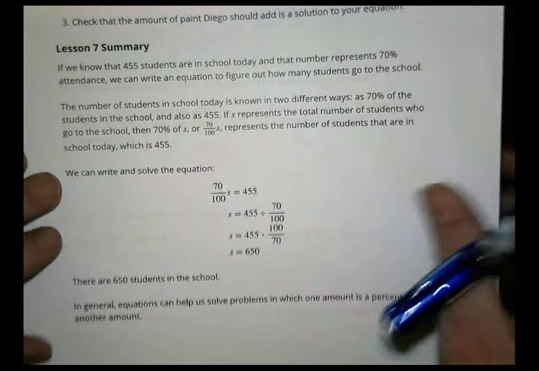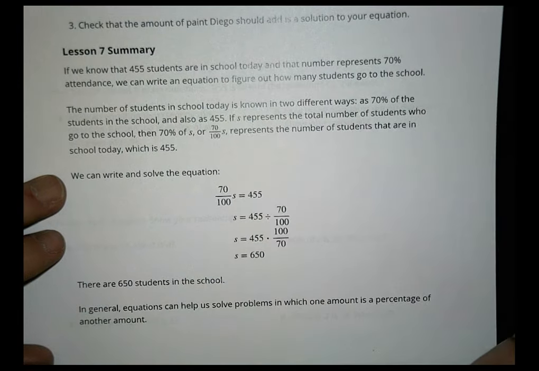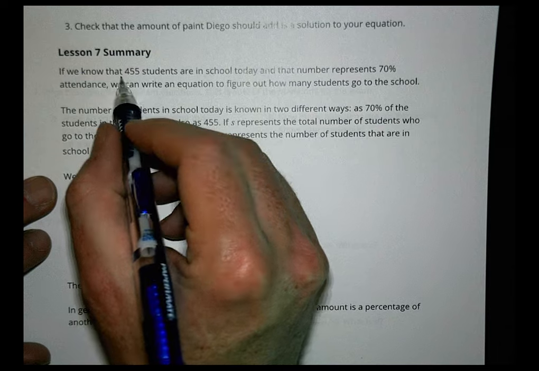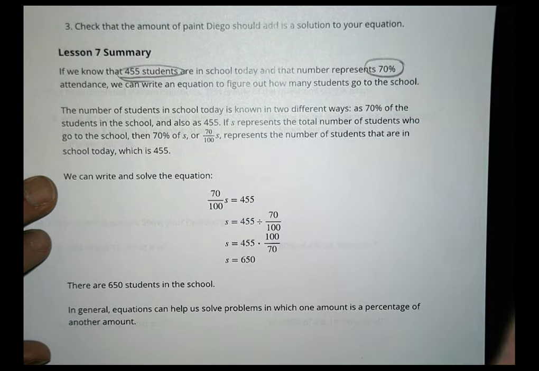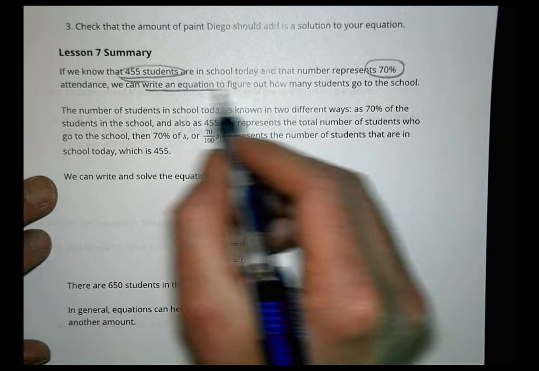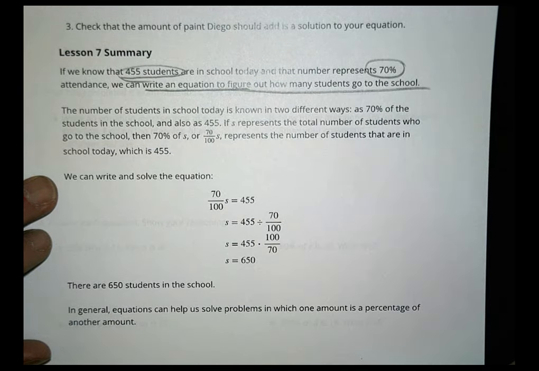So, turning our page over to our summary. Summary simply is, if we know, make an example again, if we know that 455 students are in a school today, and that number represents 70% of the attendance, we can write an equation to figure out how many students go to the school, right?